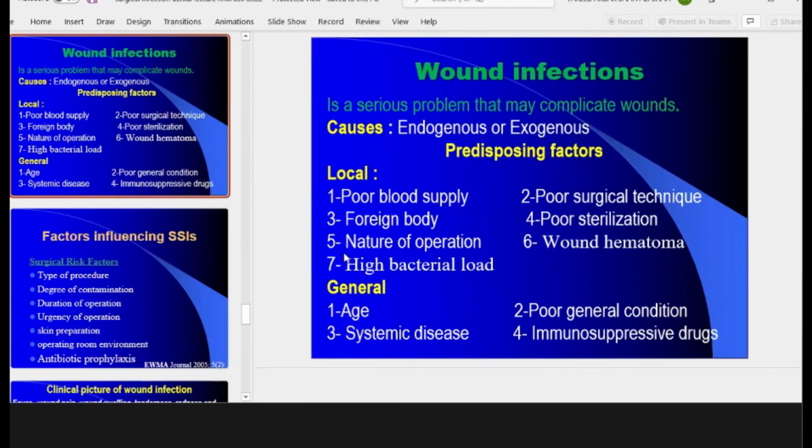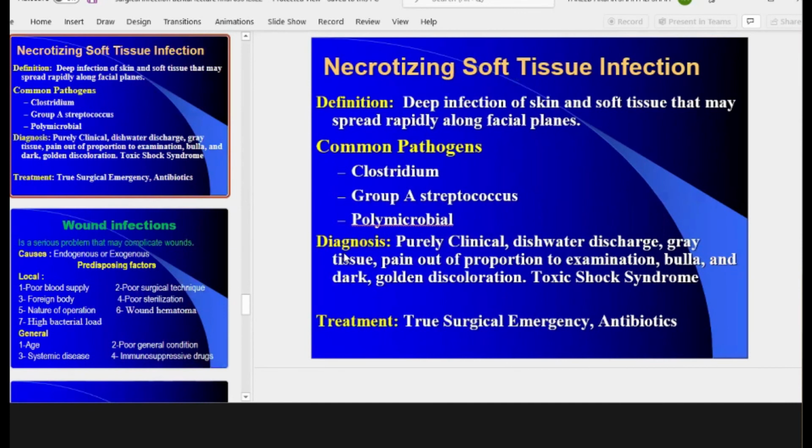There are certain factors which are responsible for wound infections. You should know what are the factors which are responsible for wound infection, and the except question can be an MCQ. Okay, what are the organisms causing necrotizing soft tissue infection? You should know the Clostridium, Group A Streptococcus, and polymicrobials.